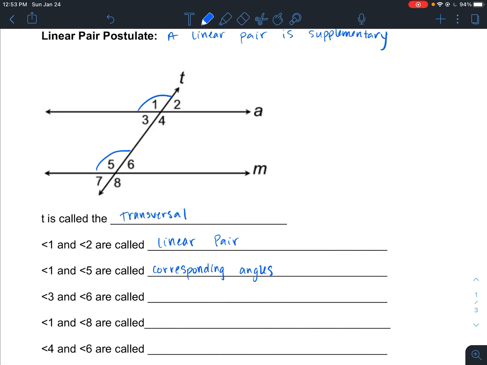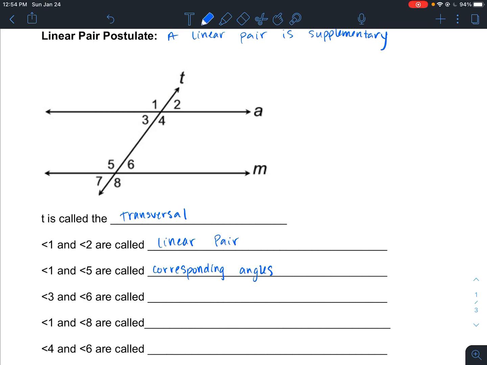Call them corresponding angles because you see how, again, this is a line, and they're both parallel. They're in the same position in respect to their lines being cut by the transversal. So that's why we call them corresponding angles. Now here's the thing, they're not the only corresponding angles here.